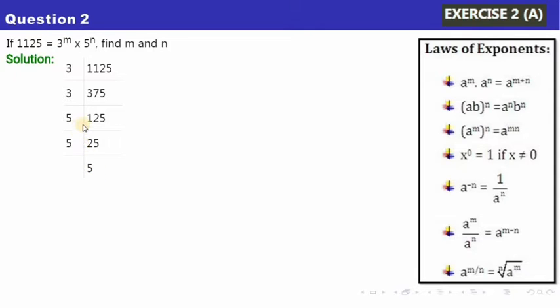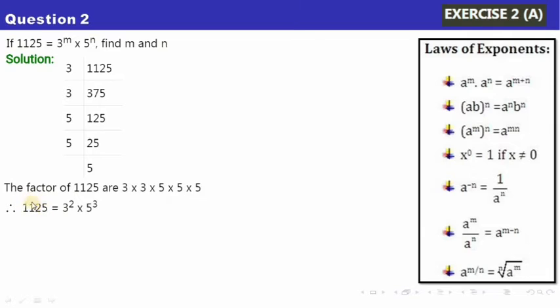So basically what we saw here is the factors of 1125 are 3 into 3 into 5 into 5 into 5, isn't it? So how many 3s are there? There are exactly 2 3s. So 3 into 3 can be written as 3 square, and we have 5 into 5 into 5, which can be written as 5 cube. So that's why 1125 can be written as 3 square into 5 cube.